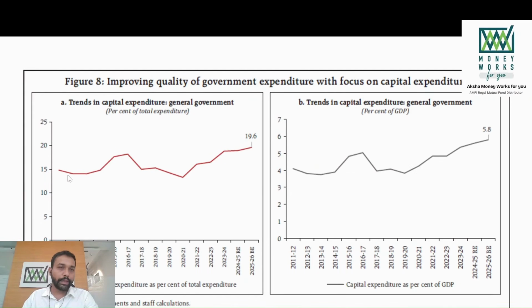There has been a trend towards increasing capital expenditure by the general government out of the total expenditure. So capital expenditure is increasing. It is quite good to have a multiplier effect of this capital expenditure to increase our GDP. This is the percentage of total expenditure, and this is the data for percentage of GDP. The CapEx that we are doing will also increase the share of GDP. It is 5.8% capital expenditure as a percentage of GDP.